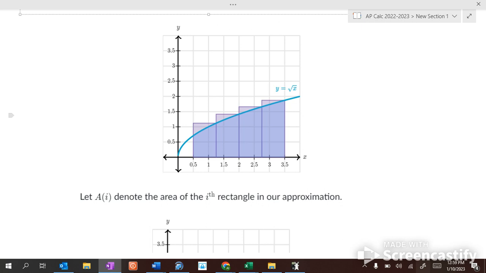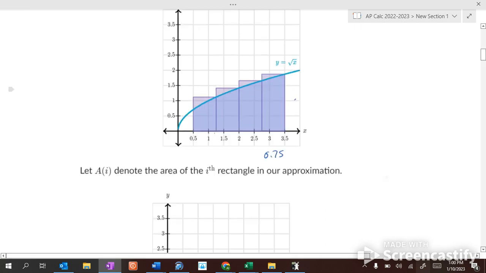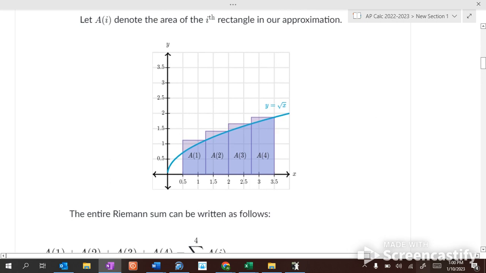Yeah, you're not using whole numbers. Okay, but you can see the 0.75 involved. So each of these is 0.75 wide. And the height depends on where we're at: this point, this point, this point, and this point. Okay? All right. So right now we have 4 rectangles.